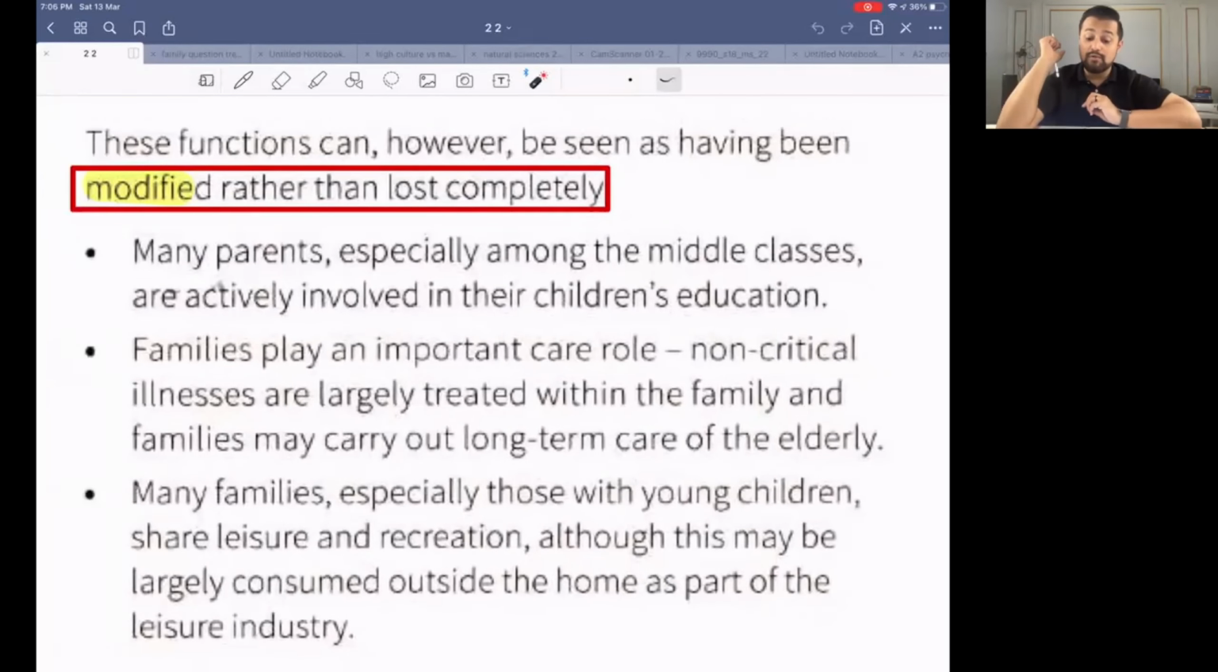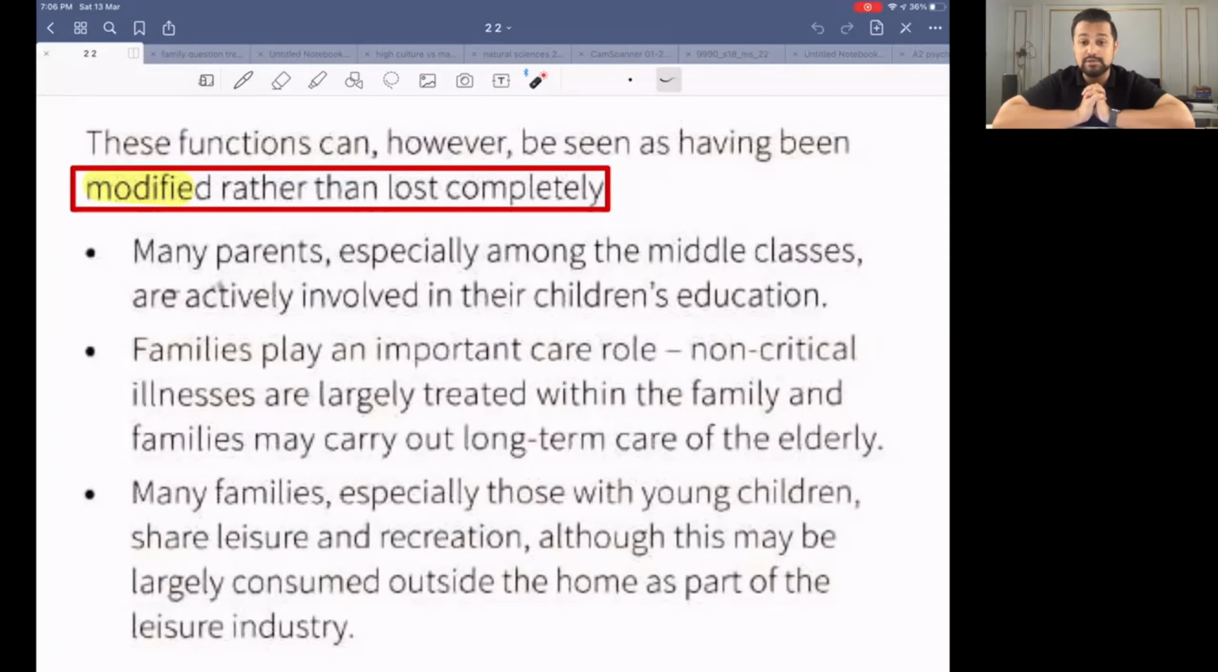Taking it a step further, these functions can, however, be seen as having been modified rather than being completely lost. I'm sure you'd agree. Today, yes, there's an education system to educate your children. But don't you think that when it comes to a child's education, there has to be a lot of involvement by parents? Especially for younger children, those going through primary and early secondary. Number two, families play an important role in care even today.